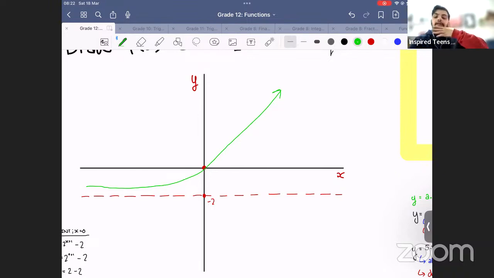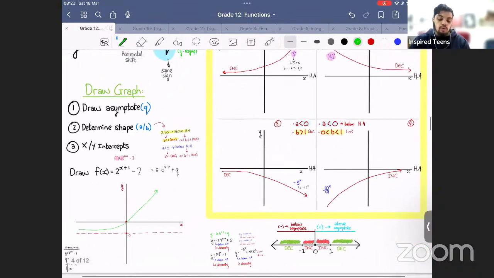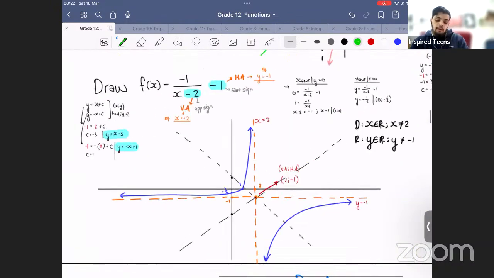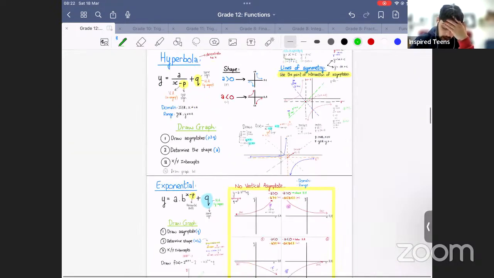What about the vertical asymptote? In an exponential graph, we don't have a vertical asymptote, only a horizontal. In a hyperbola graph, that is when we have a vertical asymptote, the one we did last week.